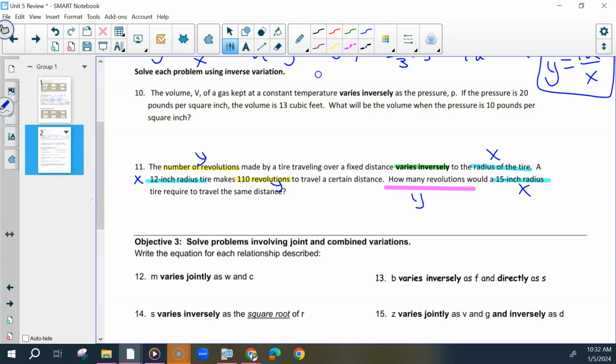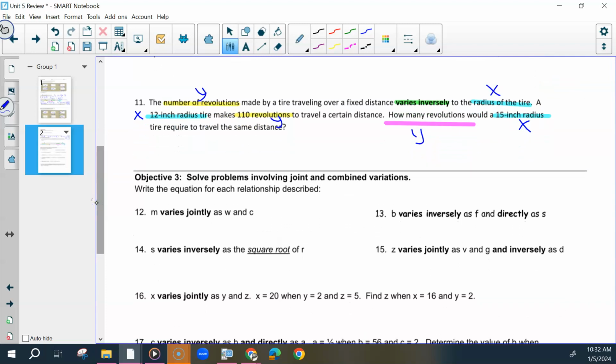So then we're going to find our k first, and then find our y. So just like before, to find k, we're going to multiply, but I'm going to set up the equation first. Y equals k over x. I'm going to put in my 12 and my 110. Multiply those two. What is k? 1320.